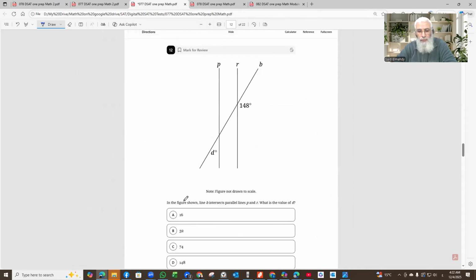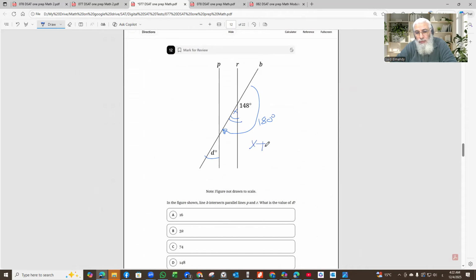In the figure shown, line B intersects parallel lines P and R. What is the value of D? So D is equal to this angle, and this angle is supplementary with this angle. Both angles add to 180. Let's say this is x, so x plus 148 is equal to 180. Subtract 148 from both sides. This cancels out, so x is equal to 32. The answer is 32.